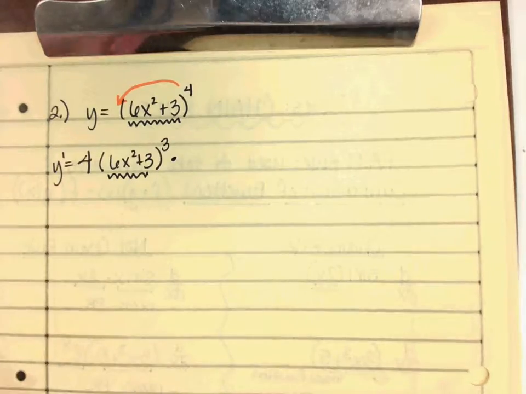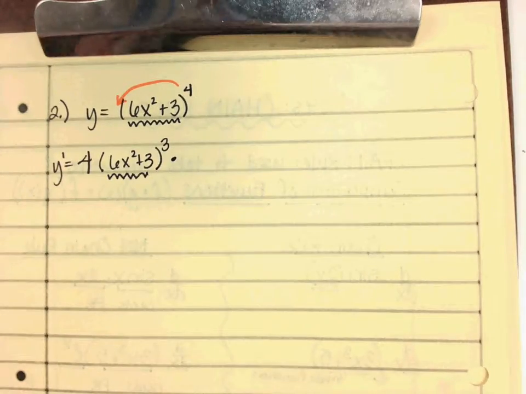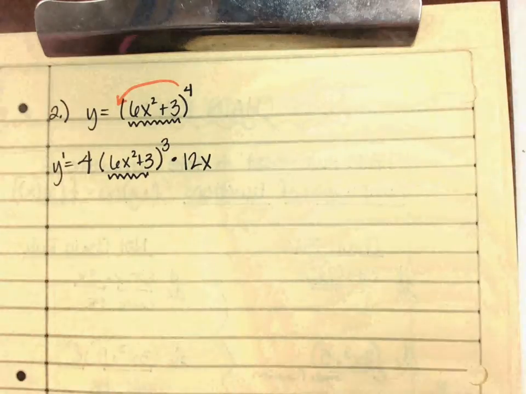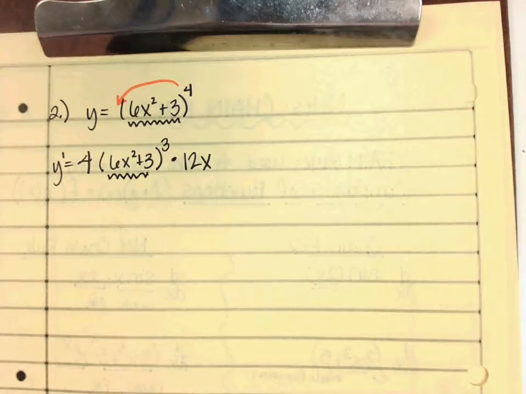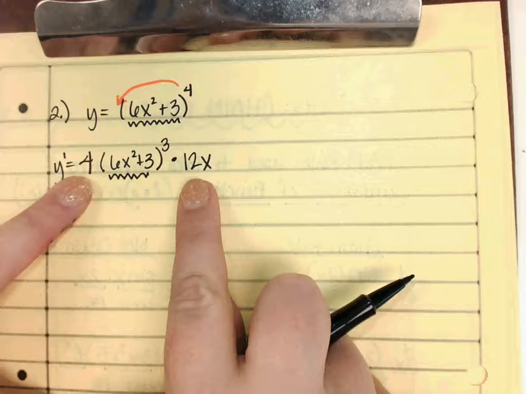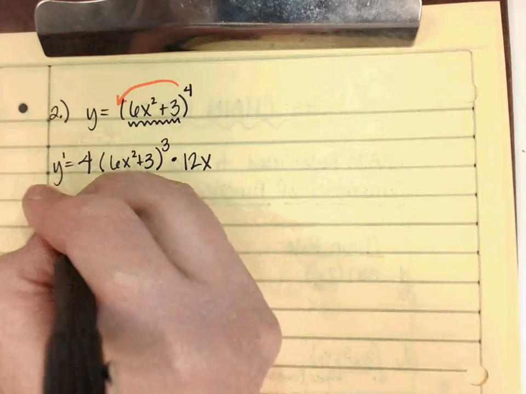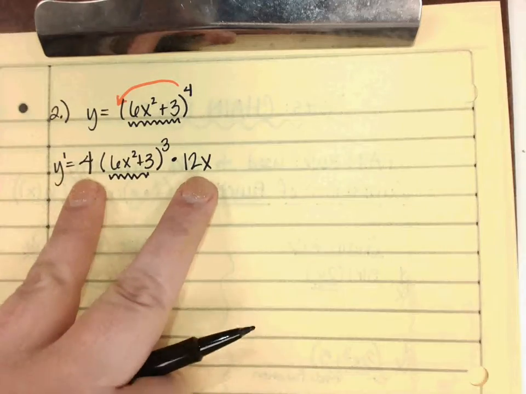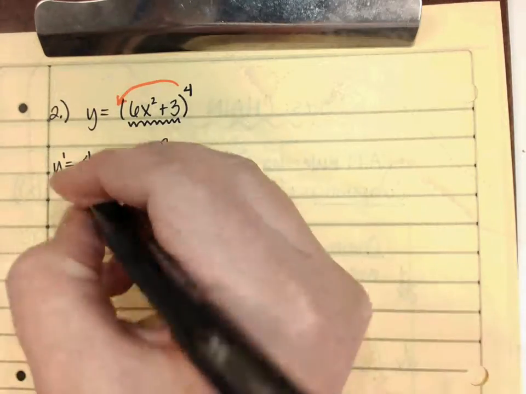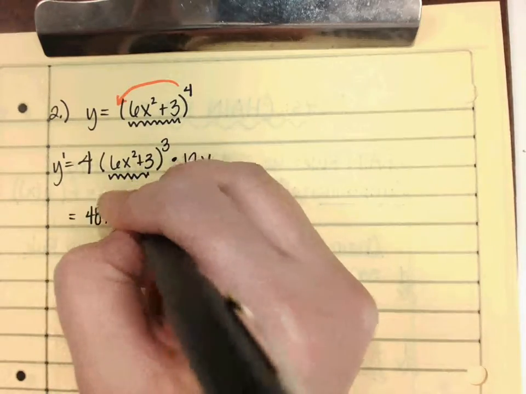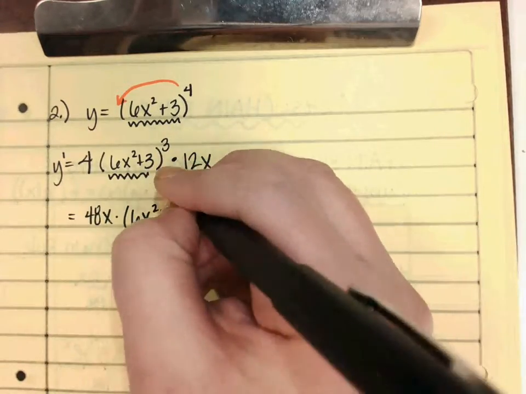Okay, so what did we say we're timesing by at the back? Okay, the derivative is just a 12x. Good? Okay, now, would I leave these guys separate? No, why would I do that? I'm not going to do that. I'm going to times them together. So 4 times 12x is going to combine to a what? 48x, (6x squared plus 3) cubed.